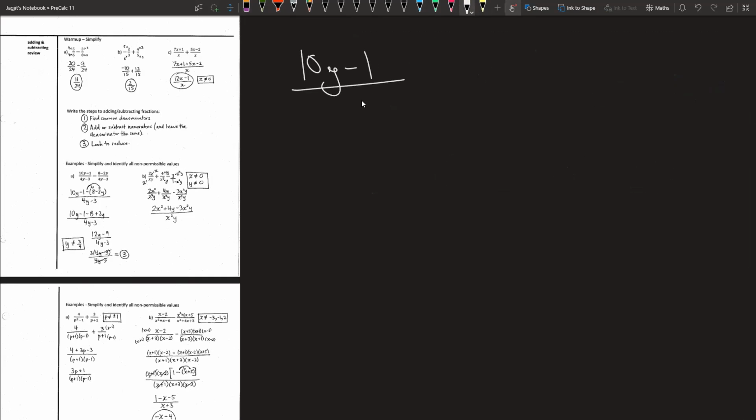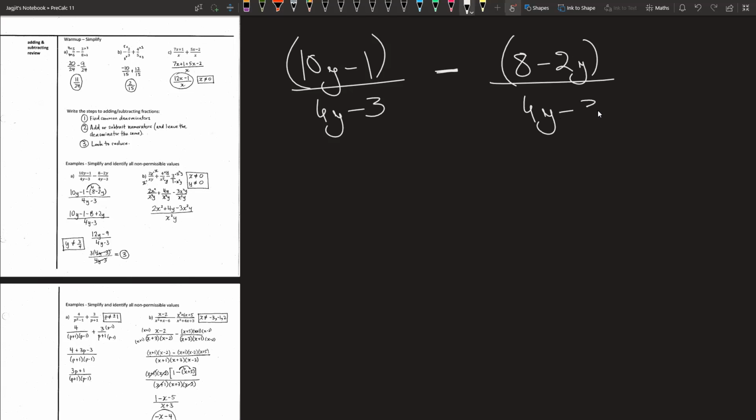10y minus 1 divided by 4y minus 3, minus. Now this minus is for the whole thing, okay? So that's why I put brackets. It's going to be 8 minus 2y divided by 4y minus 3. Now guys, the question's not going to put the bracket, okay? You're going to see it like this in the question. But you have to realize this negative is going to affect 8, and it's going to affect minus 2y. So that's why I always like to put brackets. It saves me from mistakes.